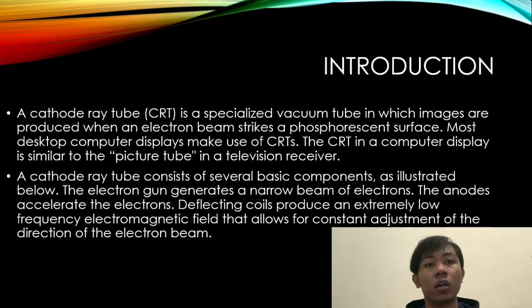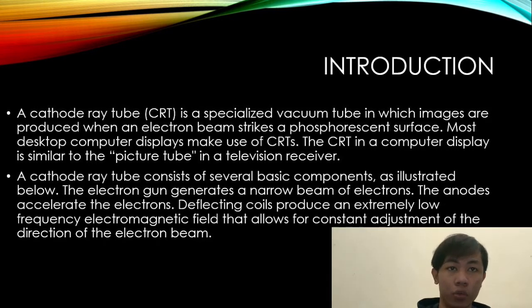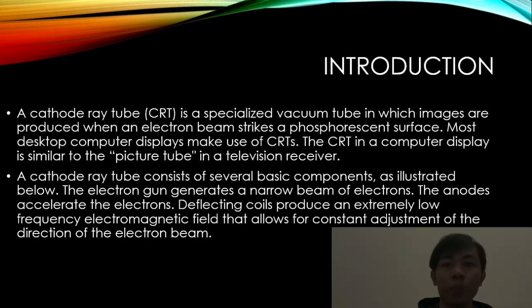Next, a cathode ray tube consists of several basic components as illustrated below. The electron gun generates a narrow beam of electrons. The anode accelerates the electrons. Deflecting coils produce an extremely low frequency electromagnetic field that allows constant adjustment of the direction of the electron beam.